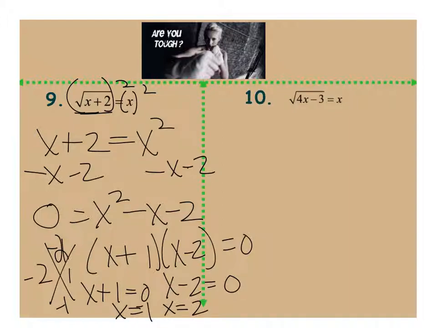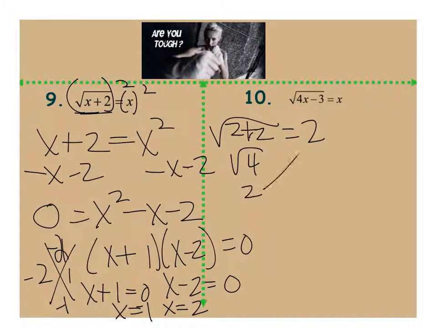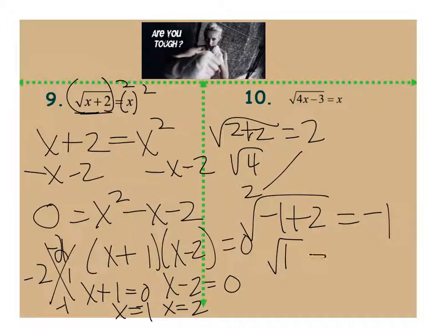So now I've got to check to make sure both solutions work. All right, let's check 2. Does the square root of 2 plus 2 equal 2? Well, that's the square root of 4. That equals 2. Yes, that works. Check negative 1. So if I take negative 1 plus 2, does that equal negative 1? So negative 1 plus 2 is 1. Square root of 1, does that equal negative 1? No, that doesn't work. So negative 1 is an extraneous solution, so that one doesn't work. 2 is the only one that works.